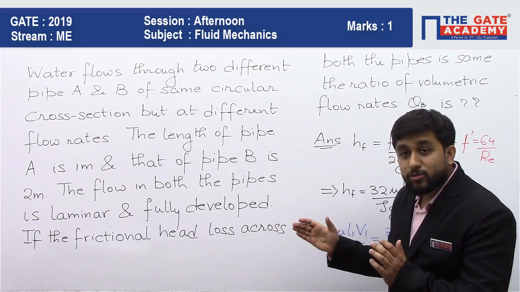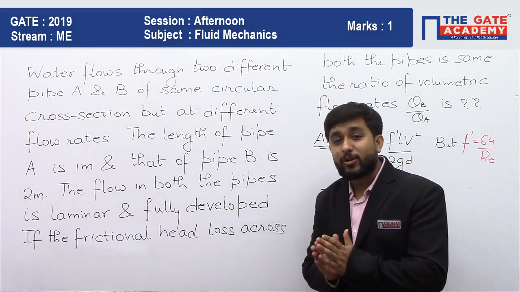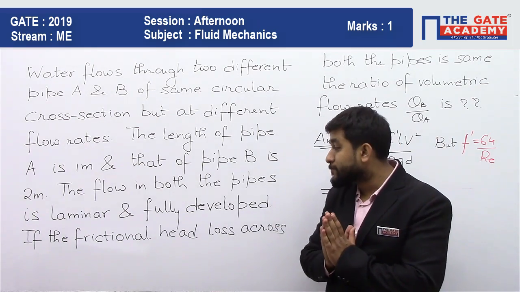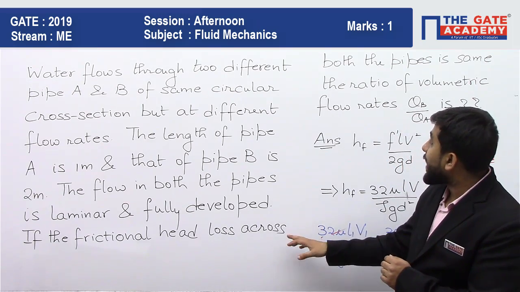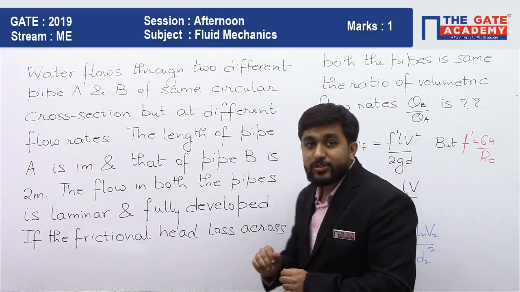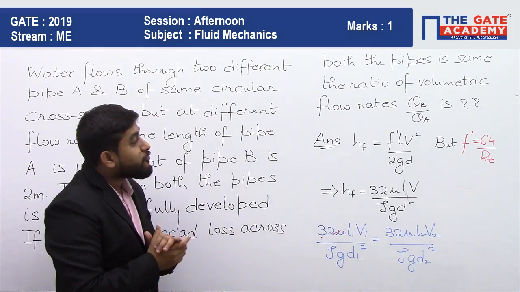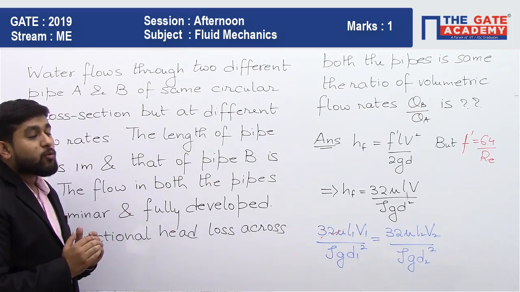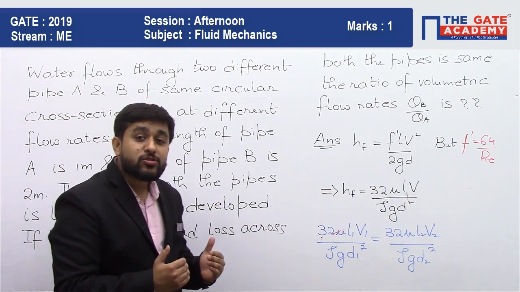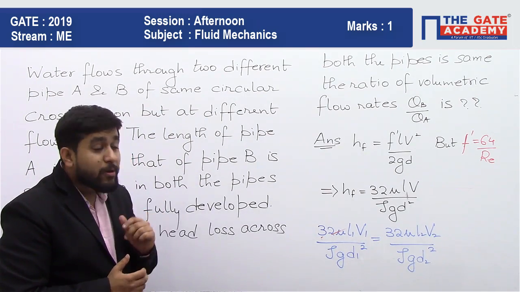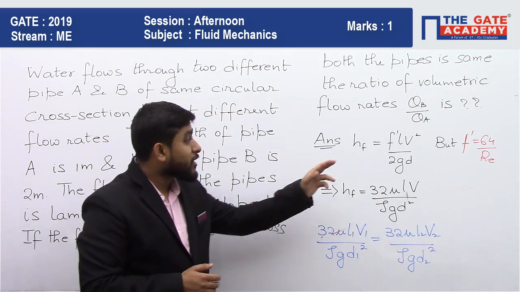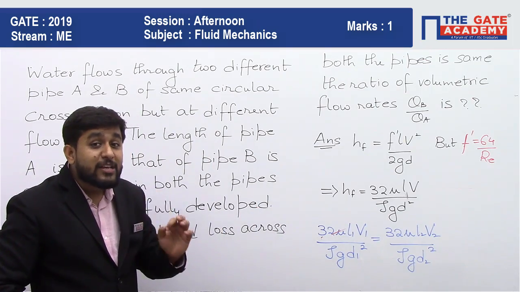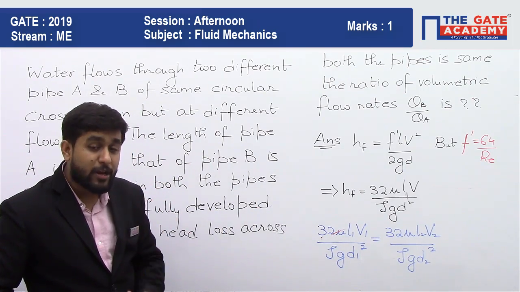So I hope you remember that there are some particular formulas which we develop for laminar developed flow through the pipes. If the frictional head loss across both the pipes is same, the ratio of volumetric flow rate QB by QA is. So what they are saying is that the frictional head loss through the pipes is same. So if you remember the Darcy-Weisbach equation, the frictional head loss is given as f' L V squared by 2 g D, where V is the mean flow velocity through the pipe, right?